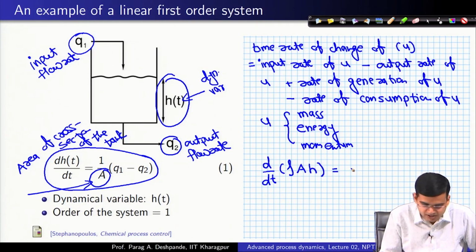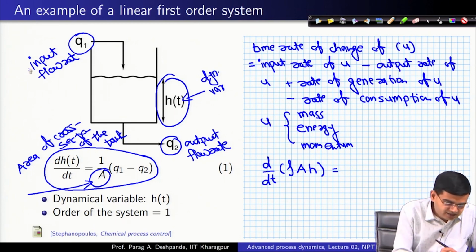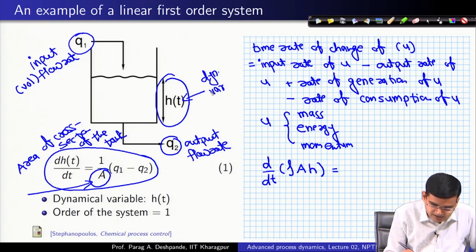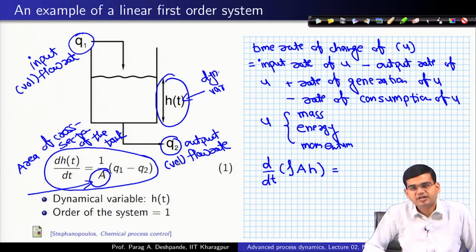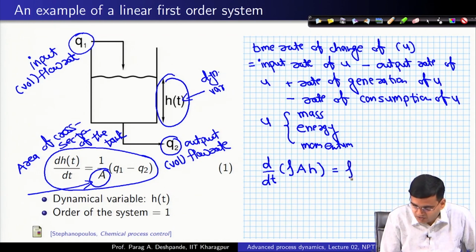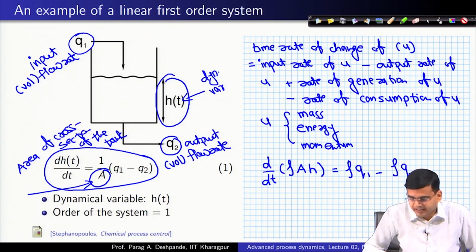This is equal to q, the input flow rate. Let me write here volumetric flow rate and output volumetric flow rate. Okay. So, q 1 and q 2 are input and output volumetric flow rates. So, this would be rho q 1 minus rho q 2, and there is no generation of mass or consumption of mass, because the liquid is simply coming into the vessel and it is leaving the vessel. It is not a reactor.